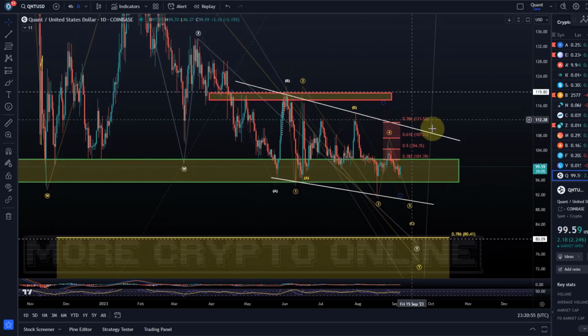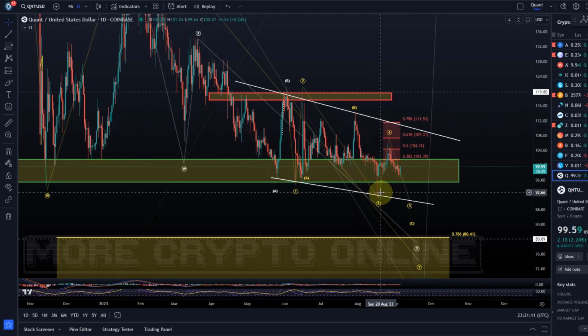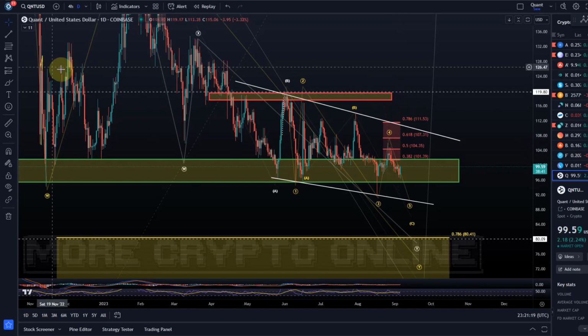It needs to break eventually out of this descending wedge pattern to the upside if it wants to go higher. And key resistance levels are $112 or $111.50. This is the 78.6 Fib level based on the move to the downside. And then we have a very, very important level that's at $120. So we had reactions here before as well.